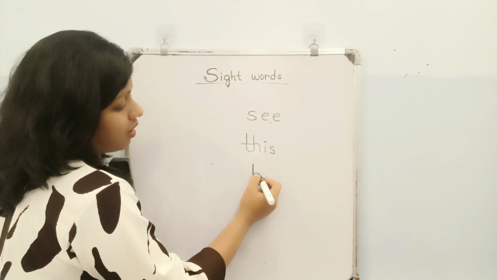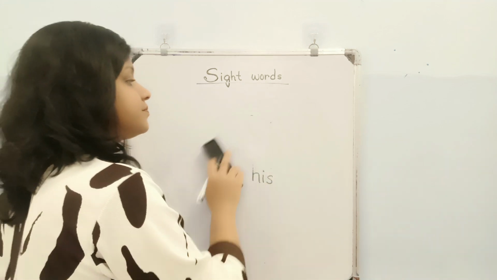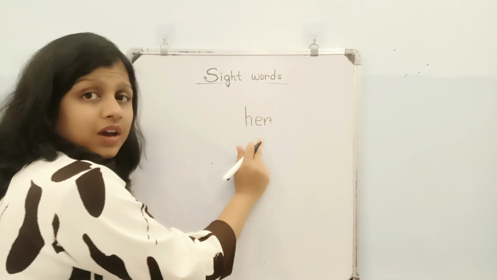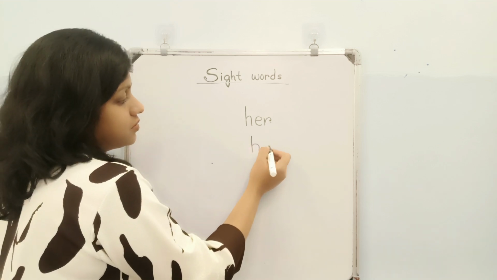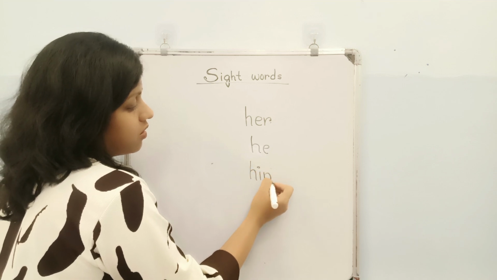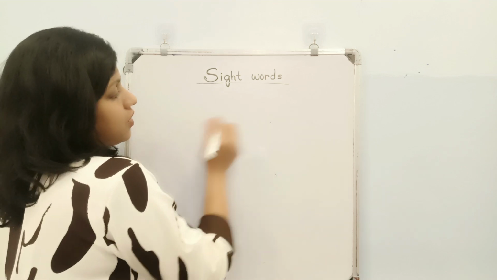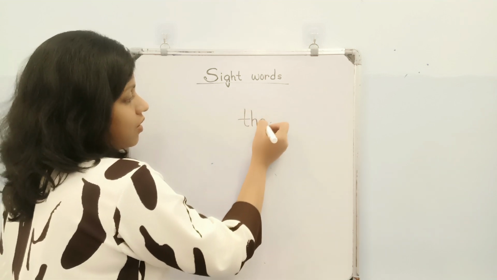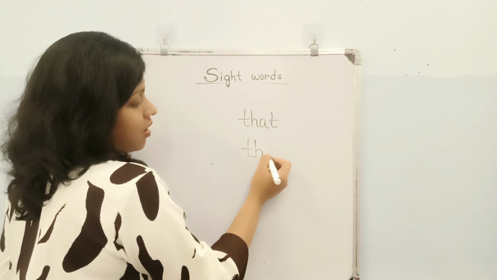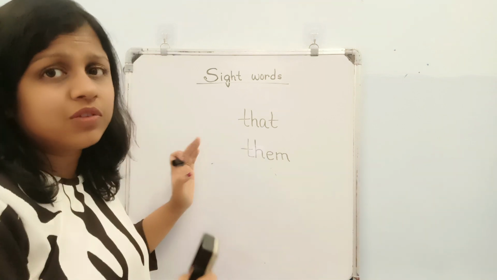This. His. Her. He. Him. That. Them. These are sight words.